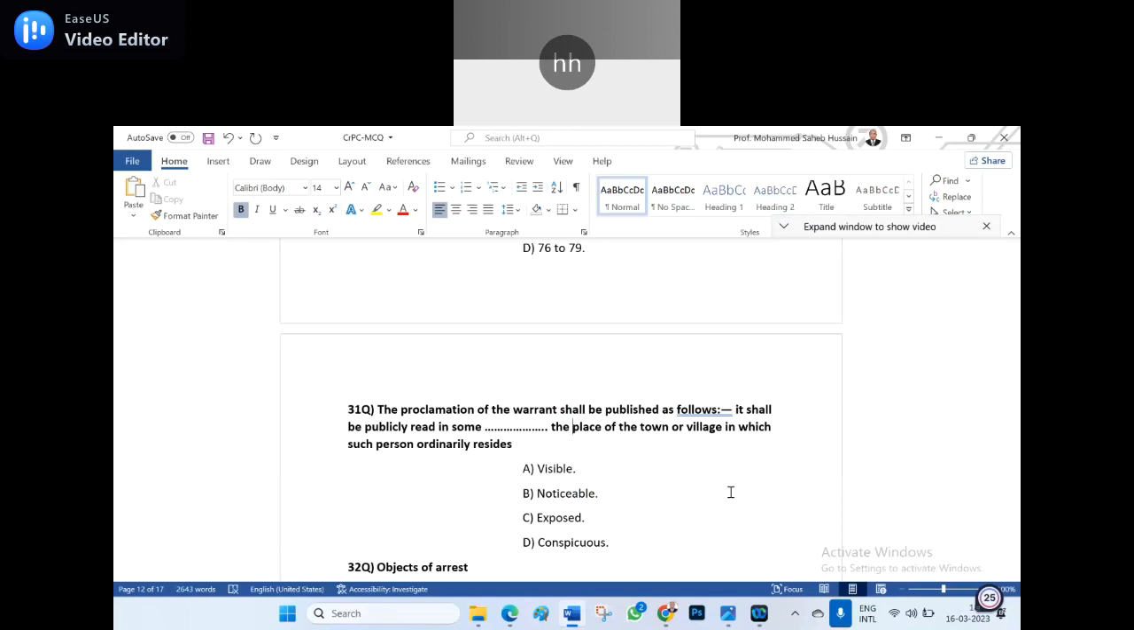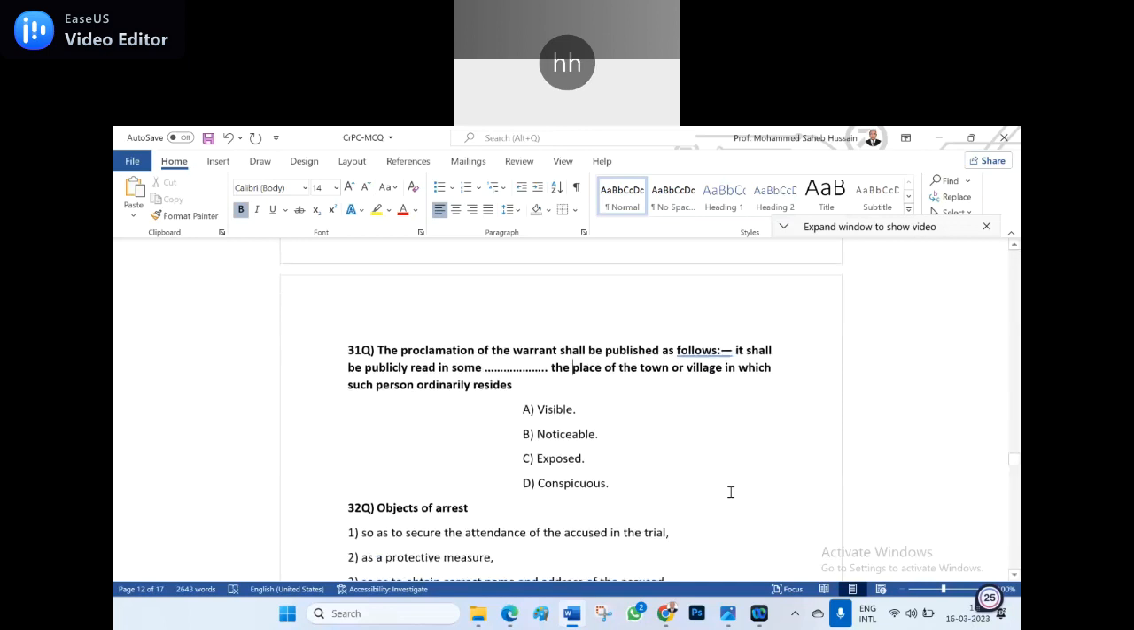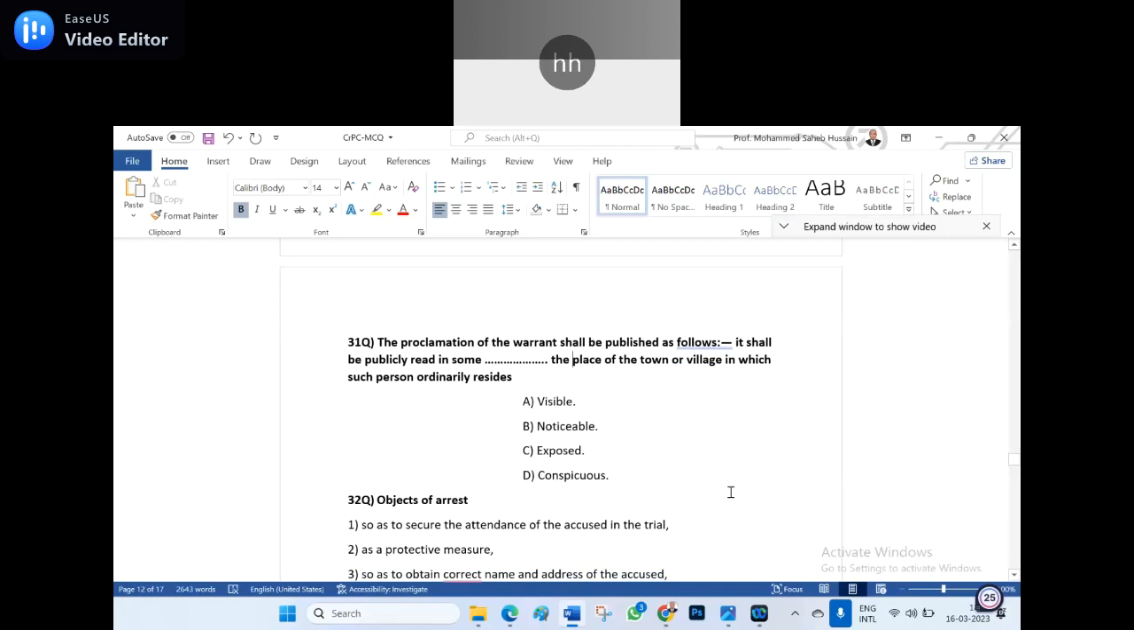Is it clear? Say yes. Yes, sir. Conspicuous means generally where the people will look at. For instance, if you are entering into the house, near the front door, adjacent on the wall, that is a conspicuous place, not the back door. It is the front door, the conspicuous place.